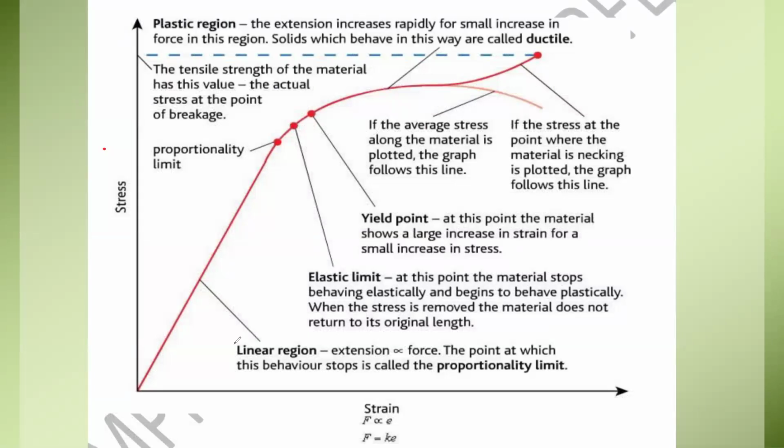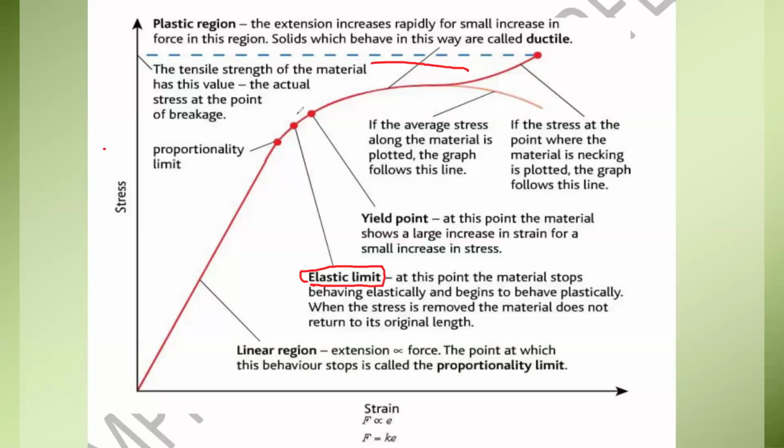The last point, like this is a linear region where extension and force are directly proportional, or stress and strain are directly proportional. And the straight line means we can work out the Young's modulus. Then we have an elastic limit. Elastic limit is a point beyond which the object will not return back to its original length.